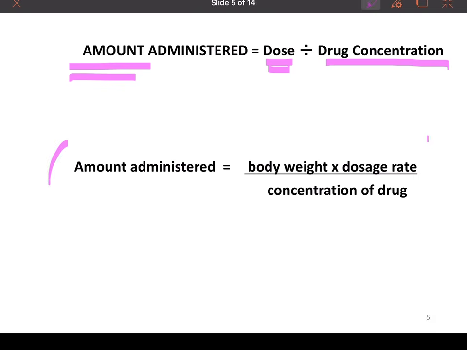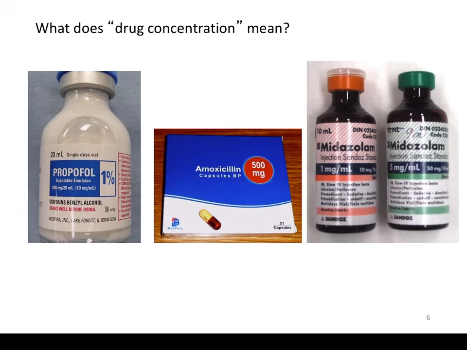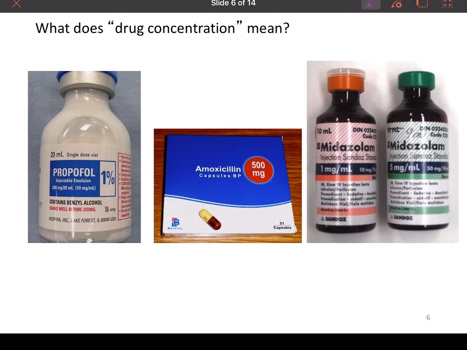So we can put it all into one formula here. The amount of drug that we're going to give to a patient is the body weight times the dosage rate, that's your dose formula, divided by the concentration of the drug. So you may be asking yourself, well, where do I find the concentration of the drug? Well, you need to go directly to the medication itself and look in the label.